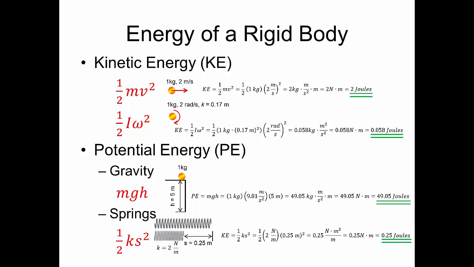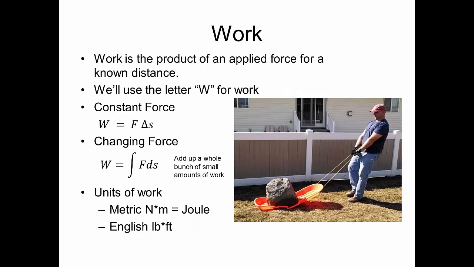For potential energy, due to gravity, mass times the gravity times the height of the object. For springs, 1/2 the spring constant times the stretched or compressed length of the spring squared. We've also talked about work when we're dealing with translational work. Work is the product of an applied force for a known distance. And we use the letter W for work.